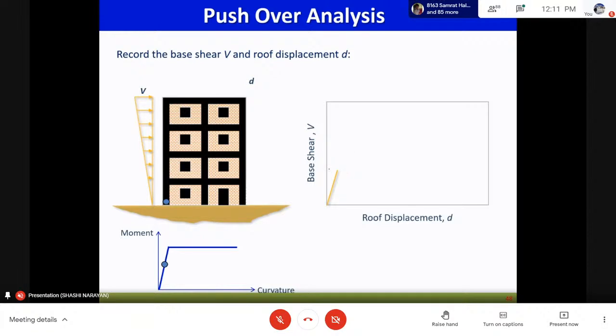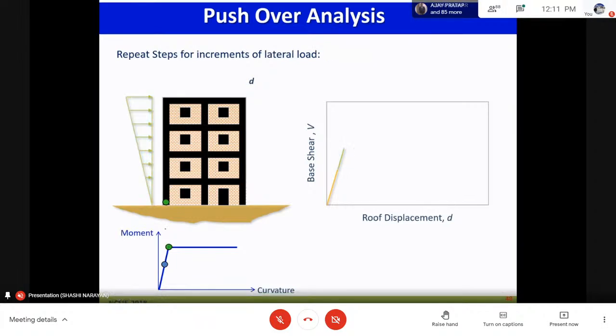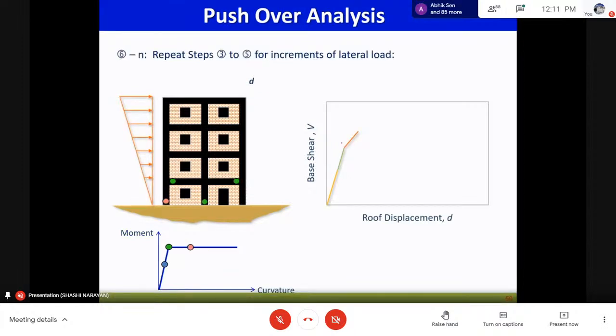We will have the displacement in the elastic region. Once we increase the load, this point comes into the yield region. So this has yielded. Now what will happen? There will be a change in the stiffness, so this has changed the stiffness.